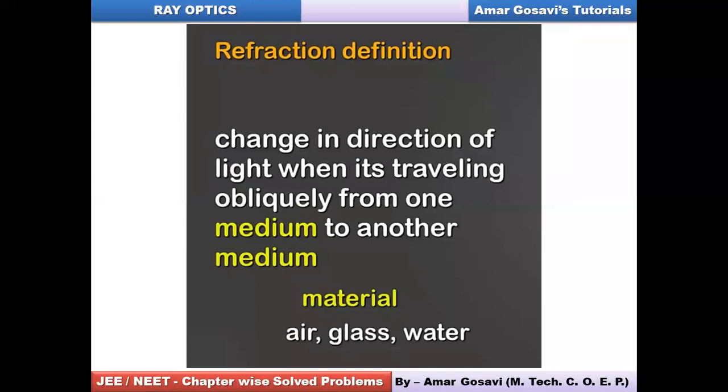Then there's another way of bending the light, and we call it refraction. Now, what exactly is refraction, friends? You bring about a change in the direction of light when it travels, say, obliquely from one medium to another. The material medium can be air, glass, and water. The medium I'm speaking about here is an optically transparent medium, an optical medium, you can call it. This is how we define refraction. This is another way of changing the path of light. Please make a note of this.